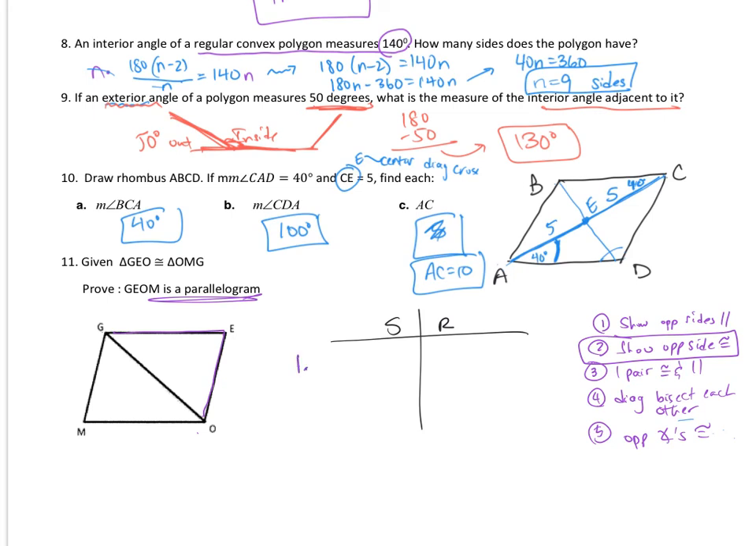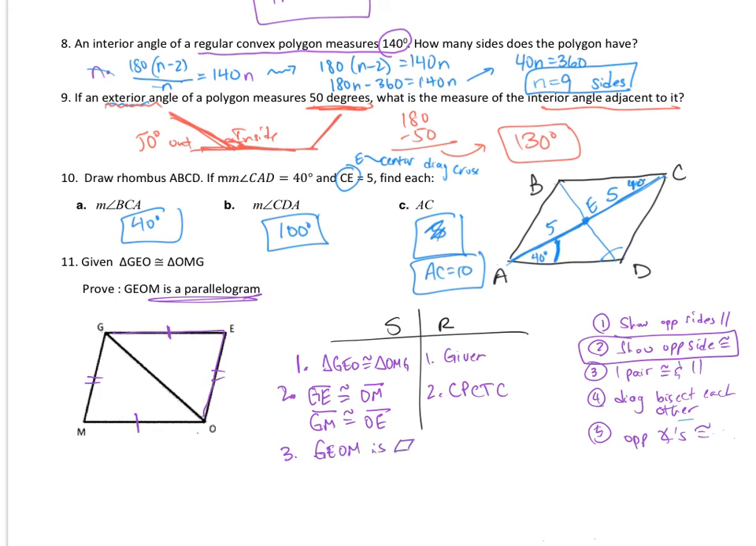Because here, let's first indicate that triangle GEO is congruent to triangle OMG. This is our given. And since we have that, I could say that GE is congruent to OM. I can also say that GM is congruent to OE, and this is straight up by CPCTC. Corresponding parts of congruent triangles are congruent. Well, now I know that that's all I need. I just showed that opposite sides are congruent, so GEOM is a parallelogram because opposite sides are congruent. Easy 3-step proof here.